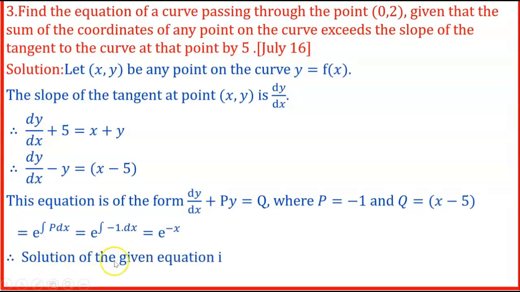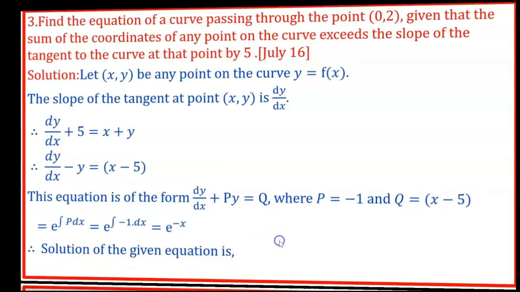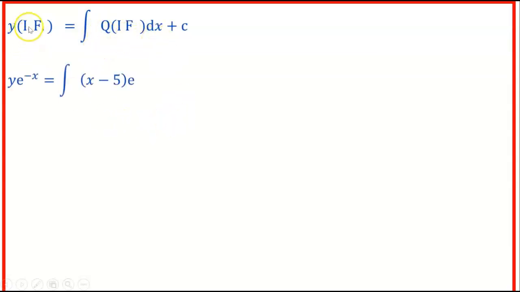Therefore, the solution of the given equation is y · integrating factor = integral of Q · integrating factor dx + c. Now substitute the value of IF, which is e^(−x).